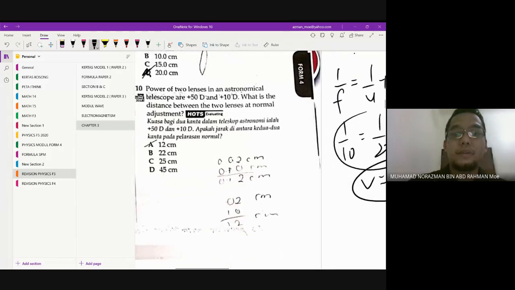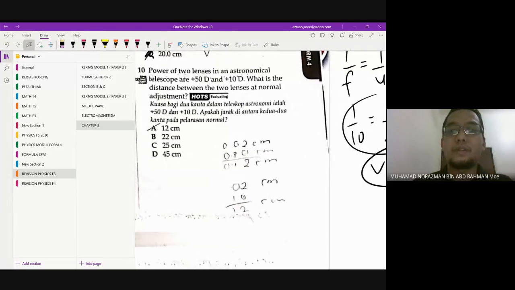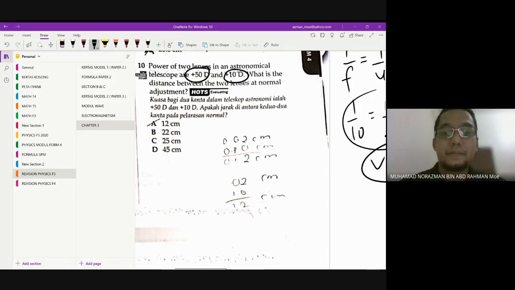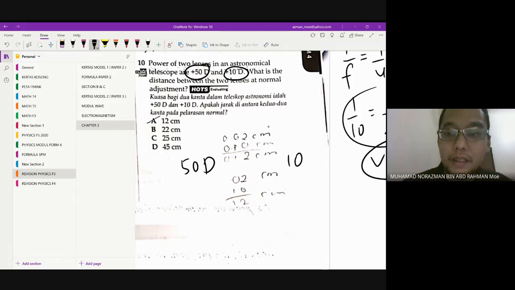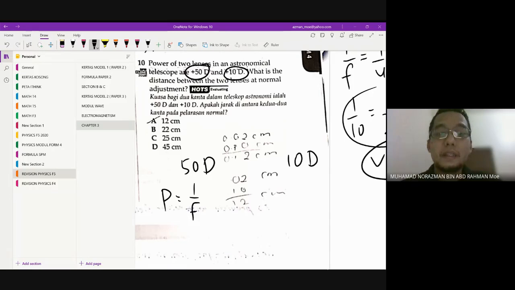Okay, next. Power of two lenses in astronomical telescope are 50 diopter and 10 diopter. What is the distance between two lenses at normal adjustment? Okay. So given power 10D. Okay, so remember power is equal to 1 over F if in meter. In cm, 100.